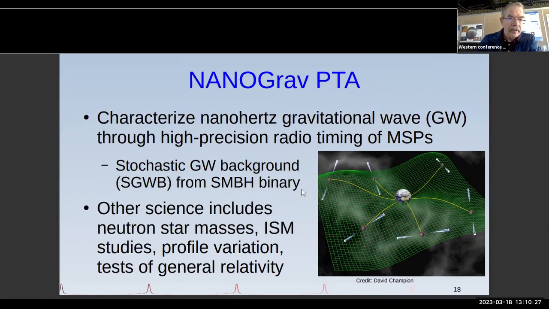But beyond the gravitational waves, there's quite a bit of other science you can do. You can determine a better value for the neutron star mass. You can do some studies on the interstellar matter, the dispersion, the profile variations, and tests of general relativity.